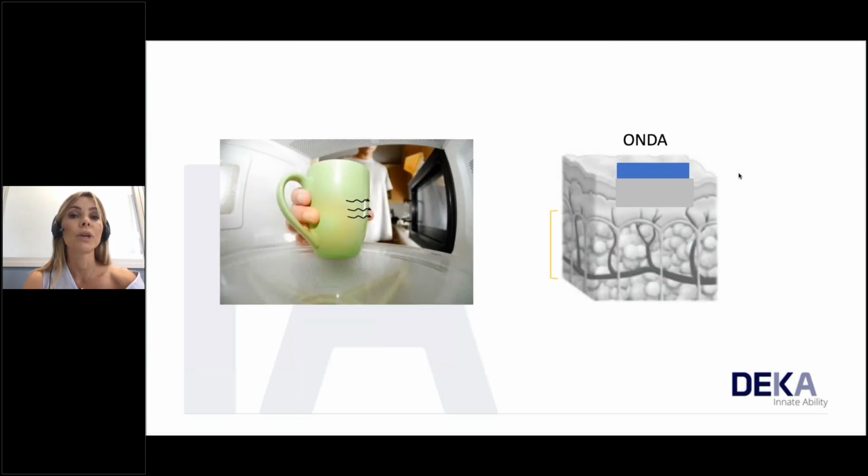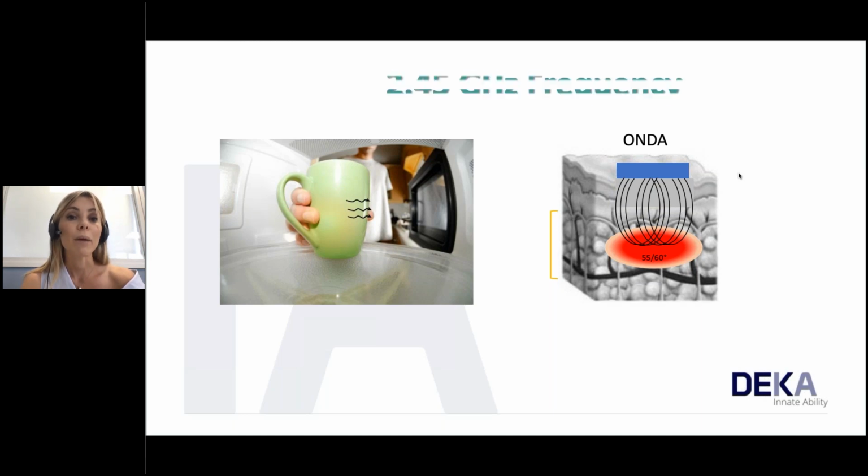What happens when we use Onda is something very similar to what happened when we use the microwave oven. In this case, our target is represented by the fat, and our container, our cup, corresponds to our skin. That happens because we are working in a particular domain of frequency: 2.45 gigahertz. In this particular domain, our tissue has a particular behavior.